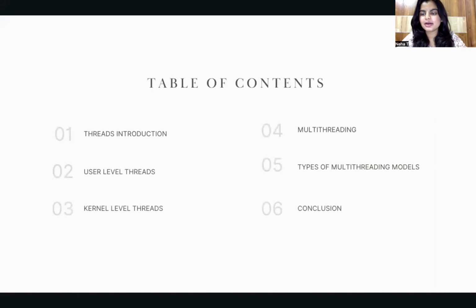First, we'll be talking about threads, that is the introduction part of threads. What is a thread? After that, we'll be seeing the two types of thread, that is user level threads and kernel level threads. Then we'll go to multi-threading. After that, the types of multi-threading. There are three types in multi-threading: many to many, one to one, and many to one. And then we'll be concluding with the conclusion.